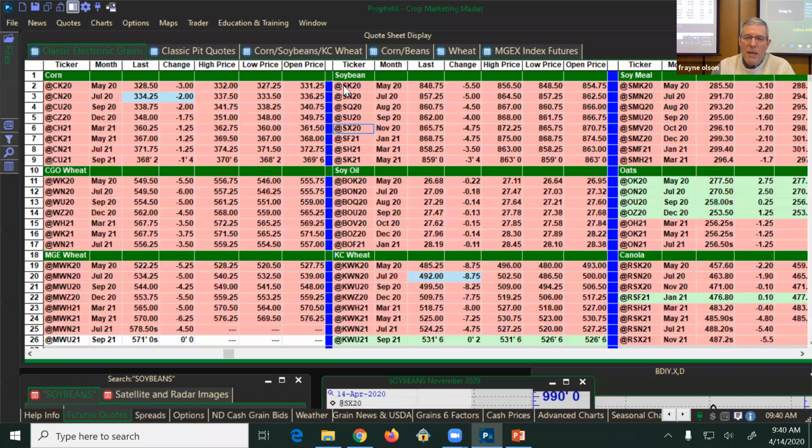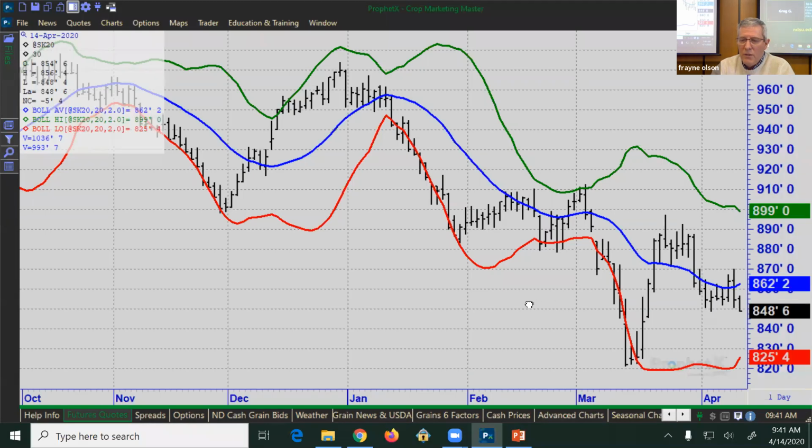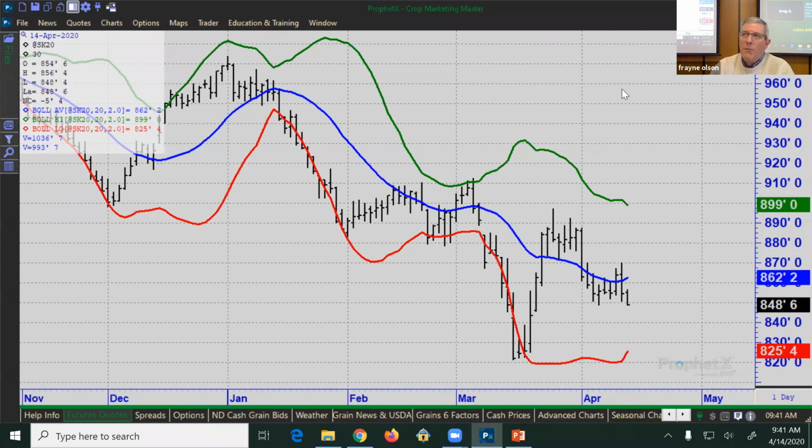So let me go back to May. What I'm going to do, and I want to make sure I explain this correctly: there are a lot of different charting techniques available, and different people use different techniques. The analogy I like to use to explain it is to think of these as different gauges on the dashboard of your combine or your tractor. Each one of these gauges tells you something a little bit different about what's happening in the marketplace.